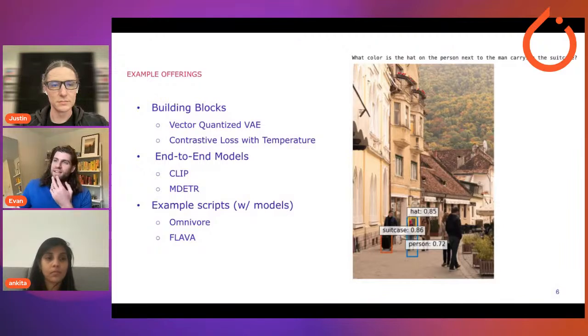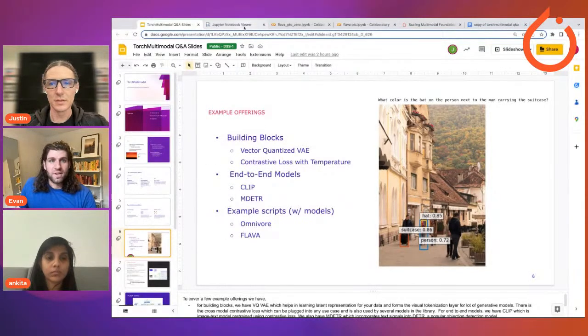And on the right-hand side here, this is an example from embeddor. So embeddor will do object detection anchored on phrases in the text, right? So we have a question, what color is the hat on the person next to the man carrying the suitcase? And these are actual predictions from the model with probabilities. You can see it detecting the suitcase, the hat, and the person. And we have a notebook as well that can go through that in more detail. Let me pause here and jump to the embeddor notebook quickly.